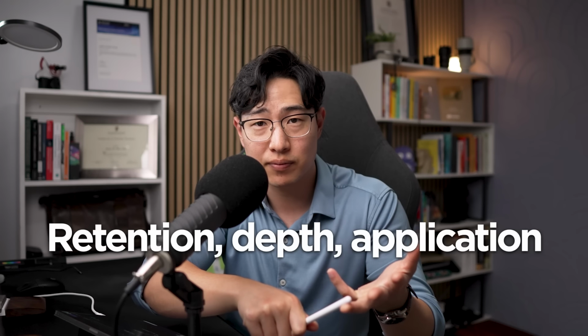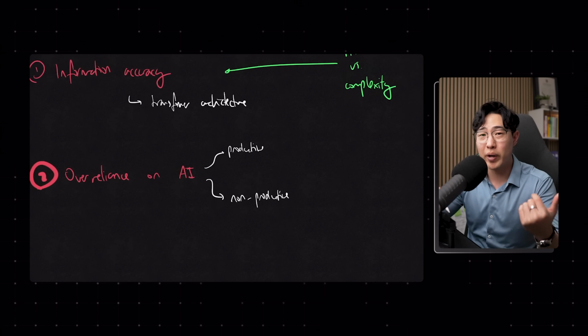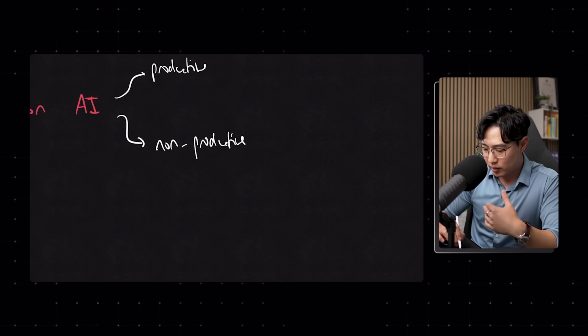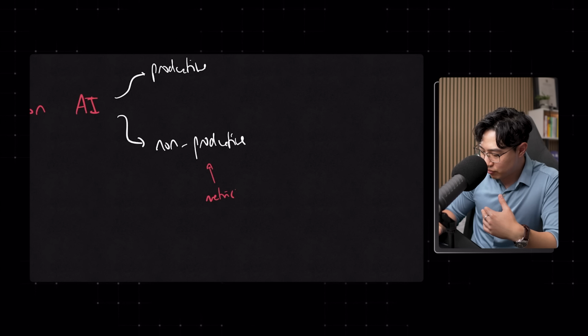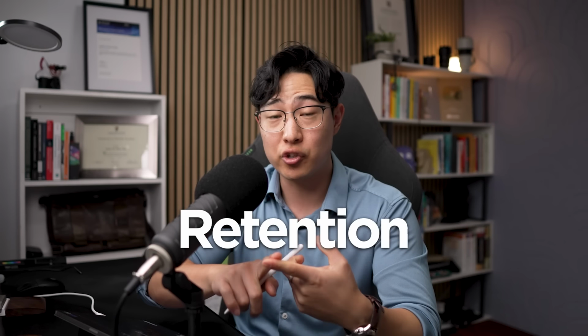But it's non-productive because that doesn't translate to the outcome that we actually needed, which was retention, depth, and application. And so usually the situations where we find ourselves going into non-productive over-reliance is when the metrics of success are not clear. For something like learning, the metrics of success are hard to measure. It's hard to measure your retention. You actually have to wait and then test yourself.